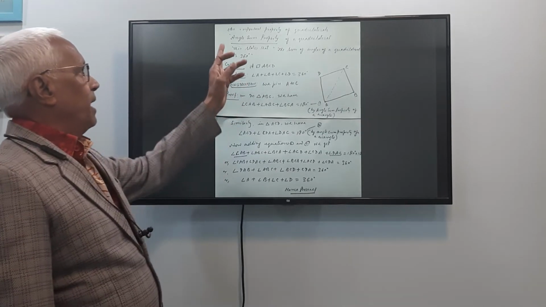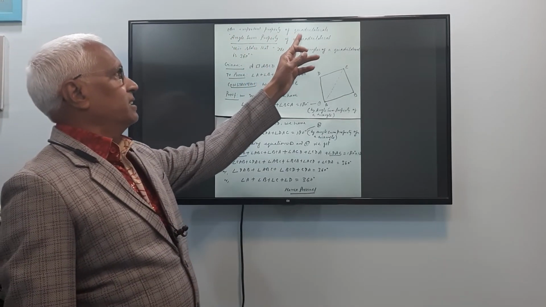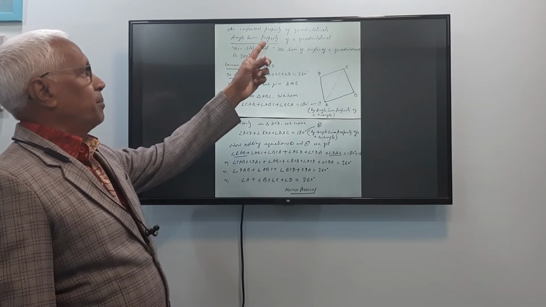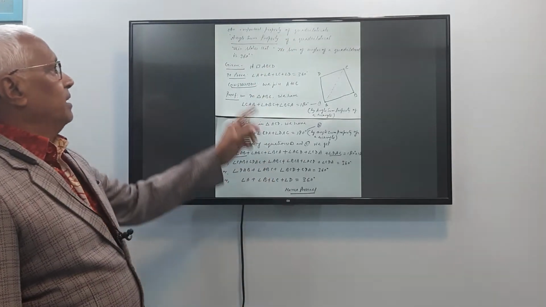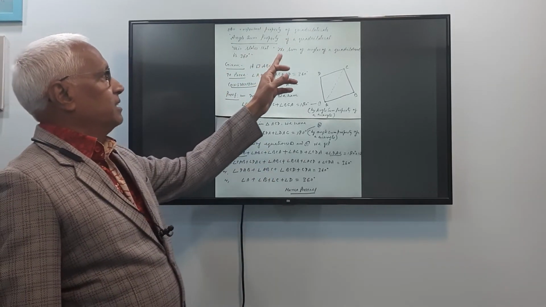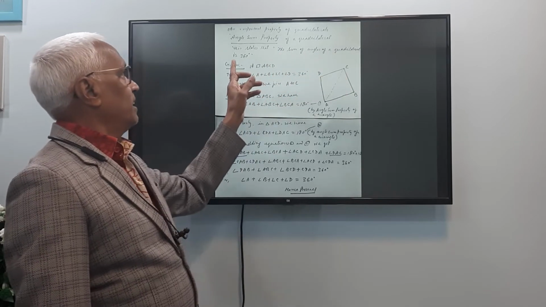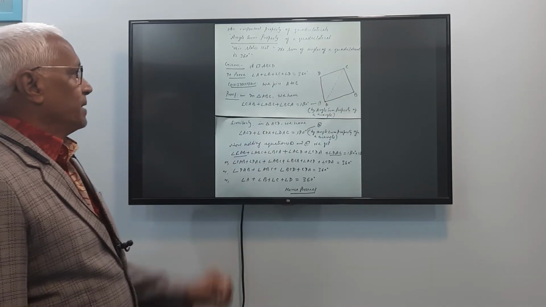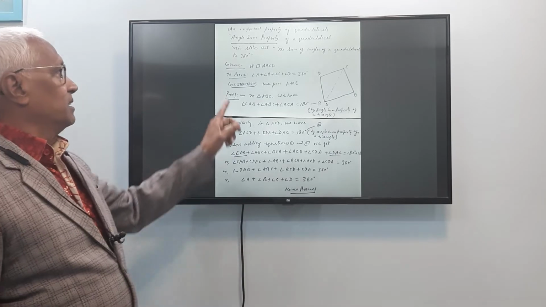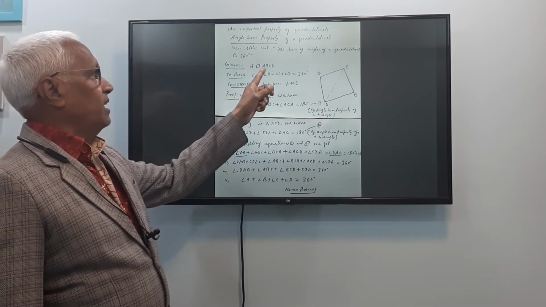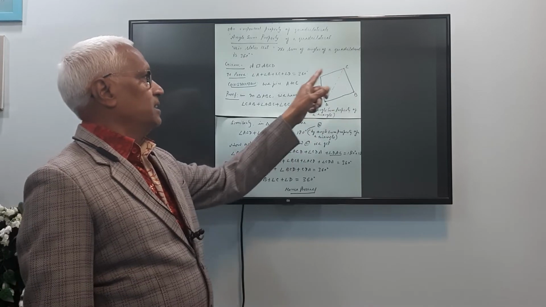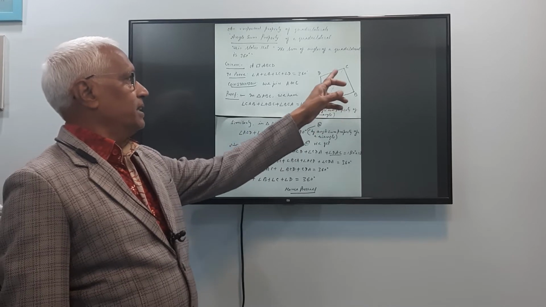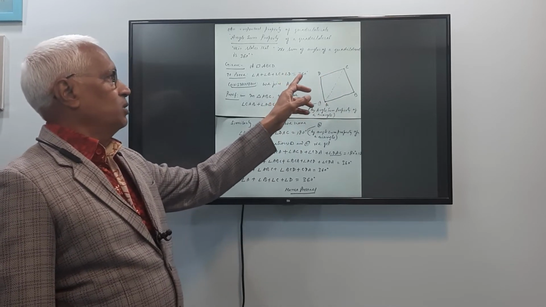Now we have an important property as far as quadrilaterals are concerned. This is called the angle sum property of a quadrilateral, and this states that the sum of all angles of a quadrilateral is 360 degrees. But to prove it, we start like this. We are given a quadrilateral ABCD. We have to prove that angle A plus angle B plus angle C plus angle D is equal to 360 degrees.